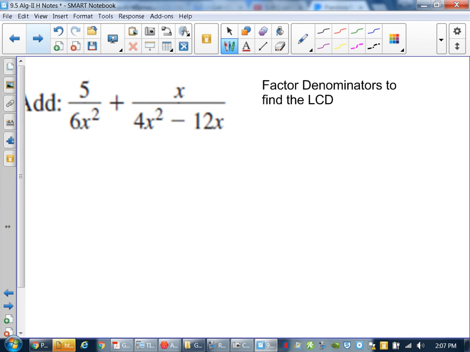Oh man. In order to add these, you have to have a common denominator.